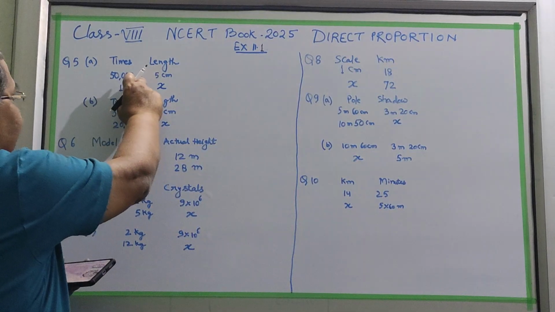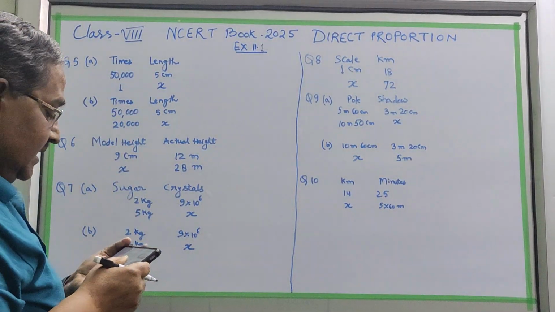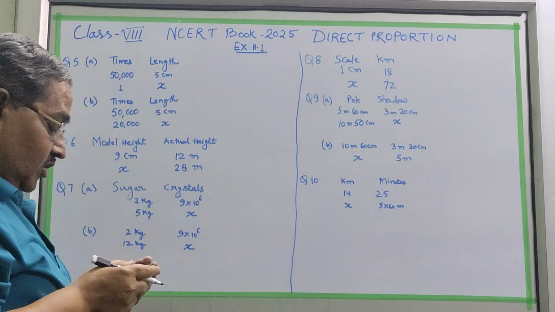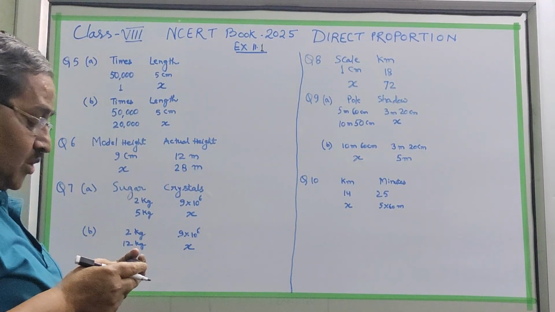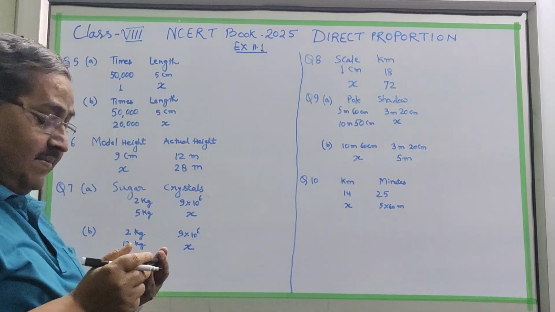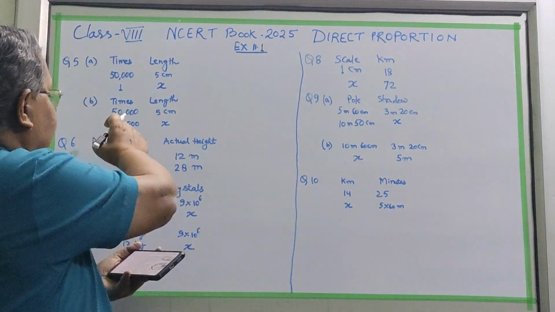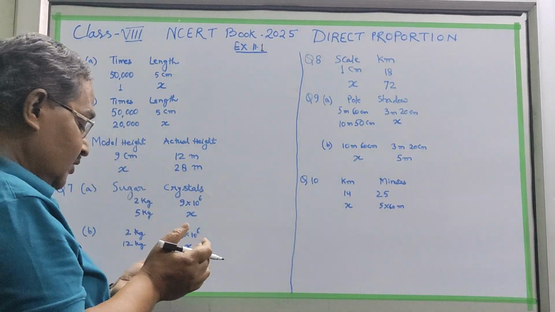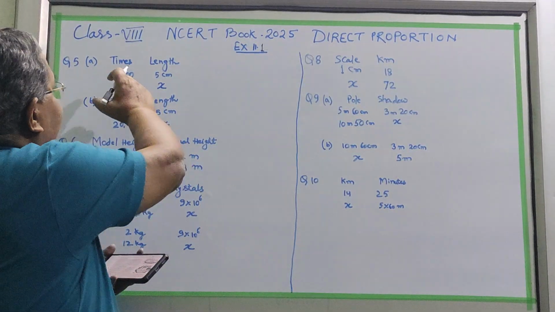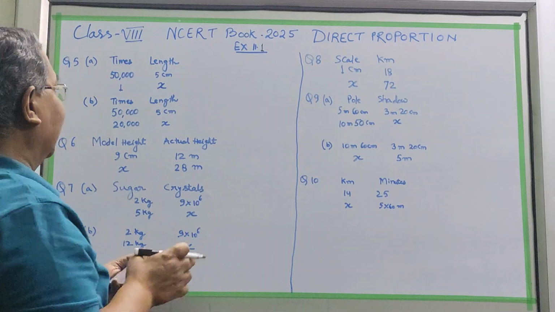So if it is increased 50,000 times, what is the actual length of the bacteria? First question is, what is the actual length of the bacteria? Second, if the photograph is enlarged 20,000 times, what would be its enlarged length, we have to tell. So first we will solve the first part, what is the actual length of the bacteria.